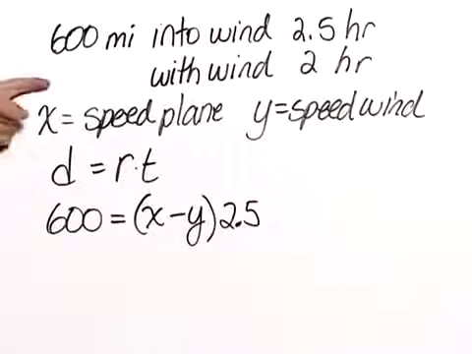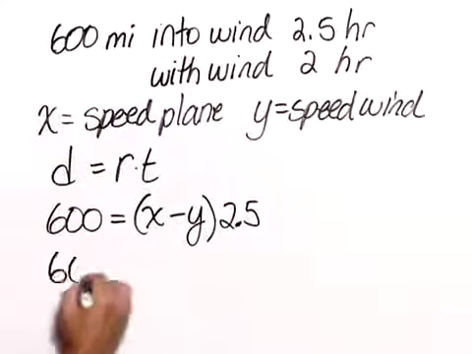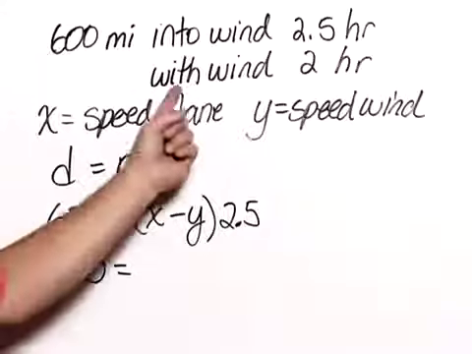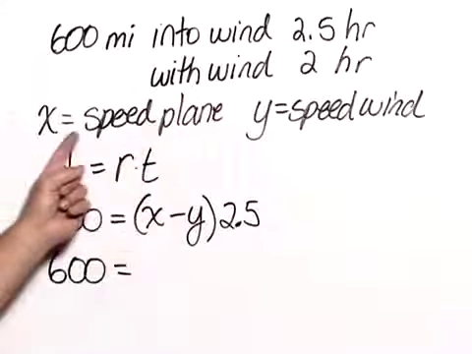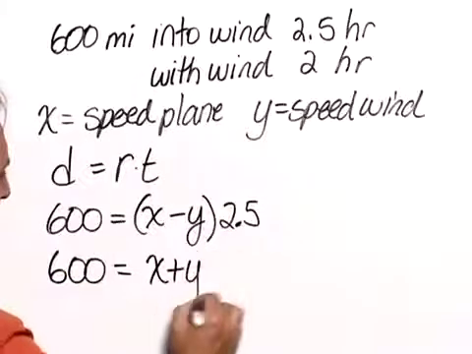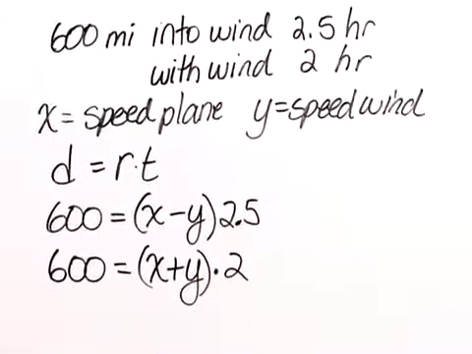Let's look at the return trip. The return trip is also going to be 600 miles. And so that's equal to, when you're traveling with the wind, the speed of the plane plus the speed of the wind, x plus y, and the time is 2 hours.